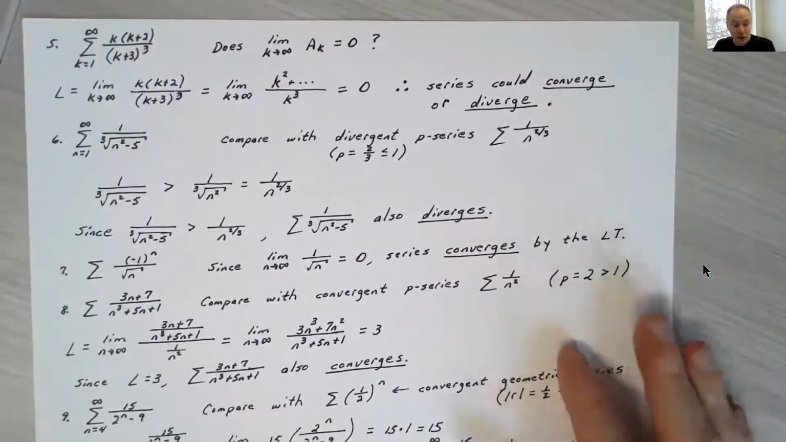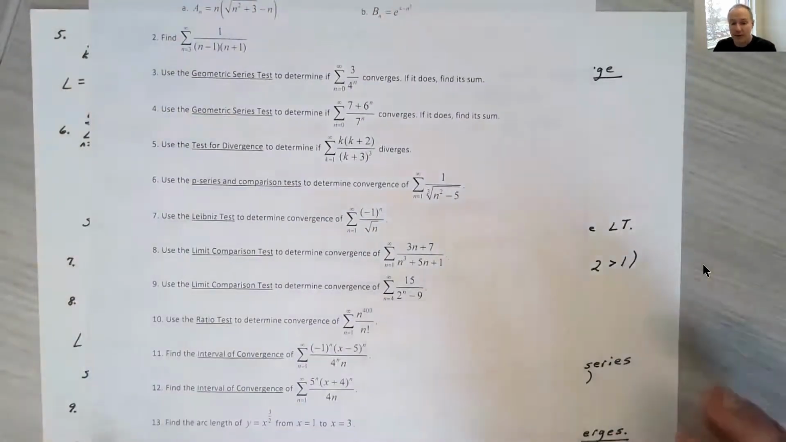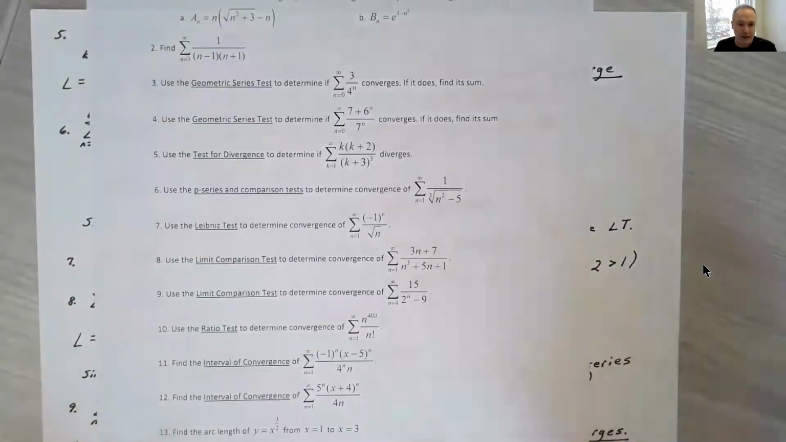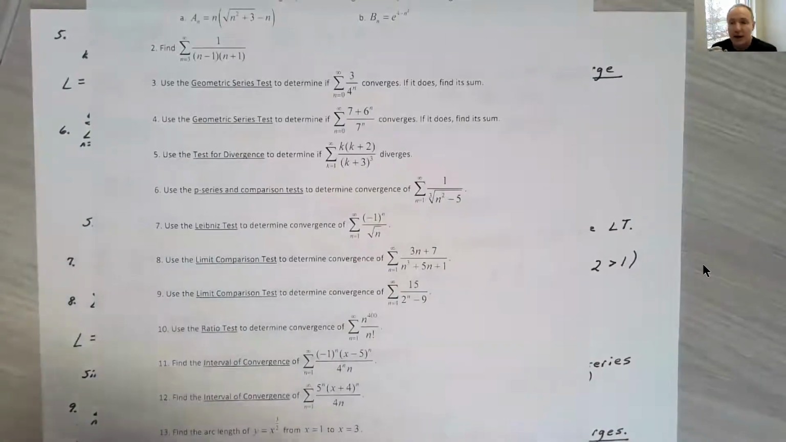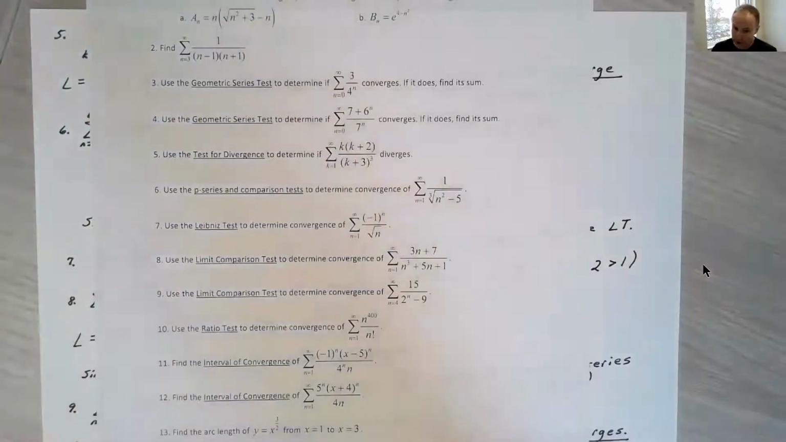Number 5 says, use the test for divergence. So let me make sure I talk about this because I don't want the problem on the test to be slightly different, and then you're like, oh, I don't know what to do with that. The test for divergence, I need you to remember, can only tell you if a series diverges. What does the test for divergence say? It says, if the limit of the general term, the limit of a sub k as k goes to infinity, has a limiting value of 0, then the test for divergence tells us nothing. The series could converge, could diverge.